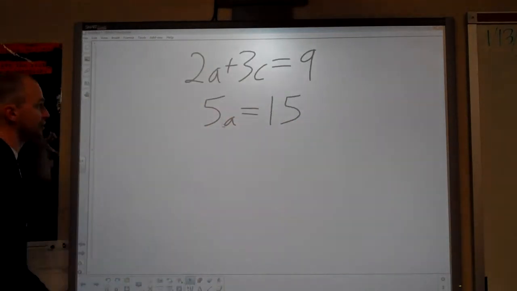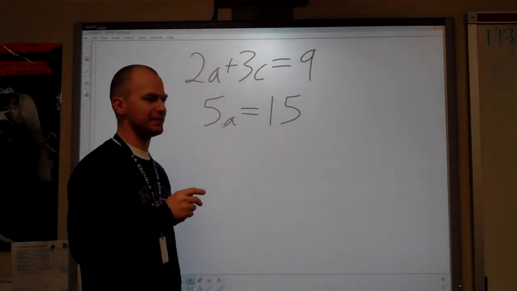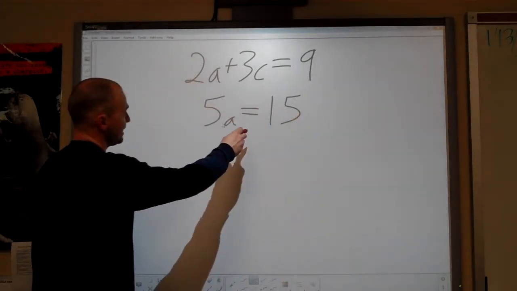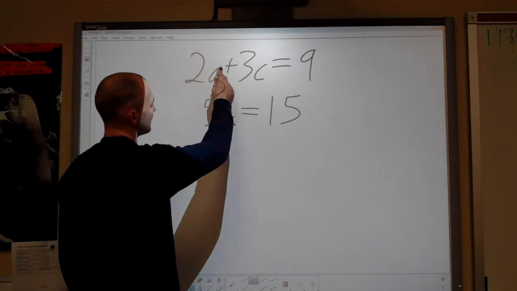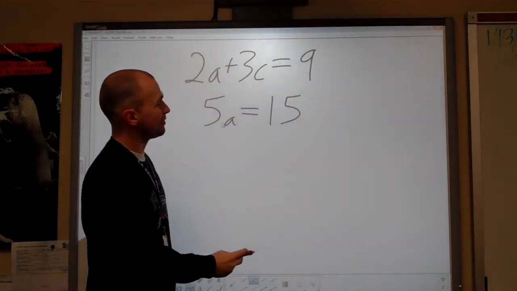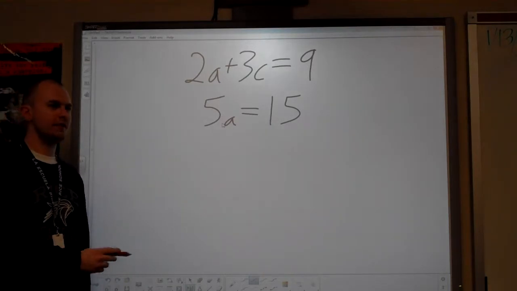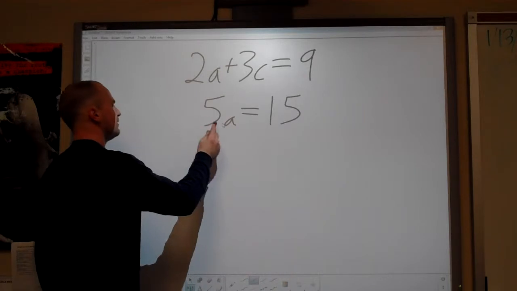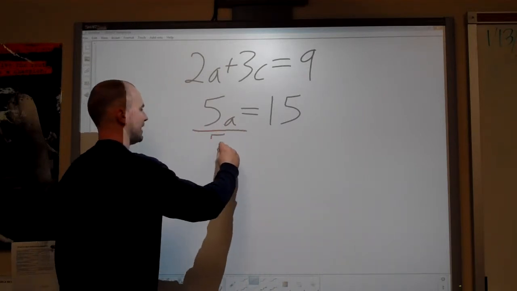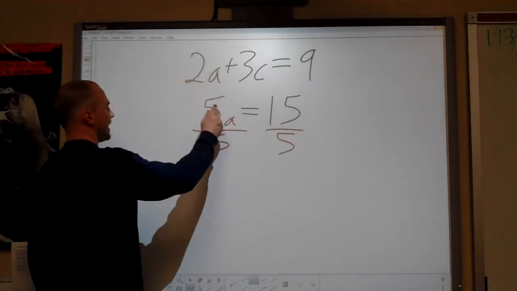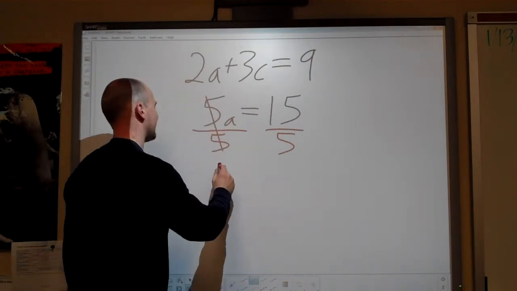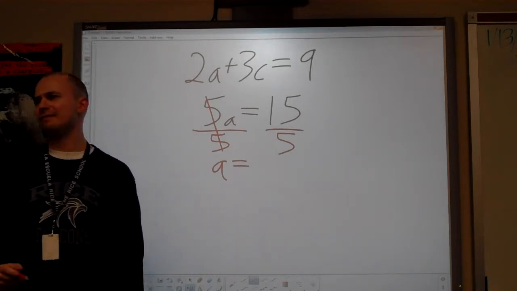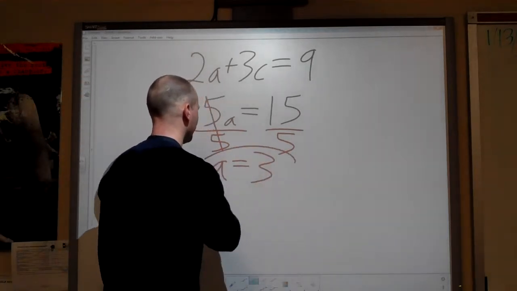Great. Let's look at number 2. This is the linear systems B. This is the back of the first page. So I've got 5A equals 15, and I know 2 times A plus 3 times C equals 9. So the first thing I'm going to solve for here is A. 5 times what equals 15? Well, I know to divide by 5. Times 5 divided by 5, they cancel out. I get A equals 15 divided by 5. 15 divided by 5 is 3.